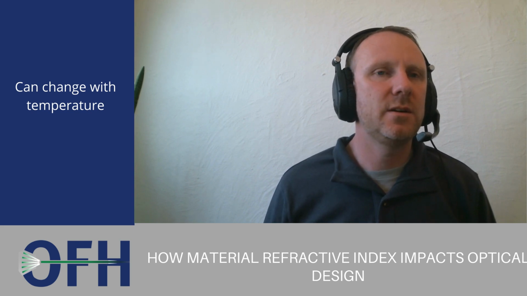A final thing to note about refractive index of a material is that it can change with temperature. So these are some of the key points to understand for any engineer designing an optical system. Understanding that light moves through material at different speeds, and that can help and hurt in the design of different kinds of optical systems.